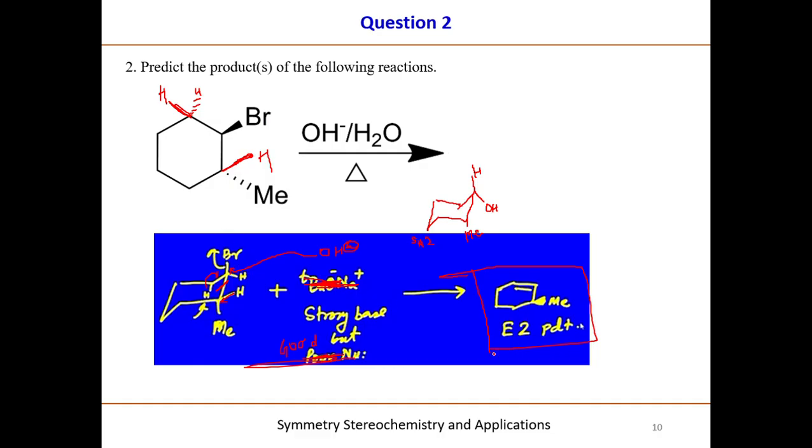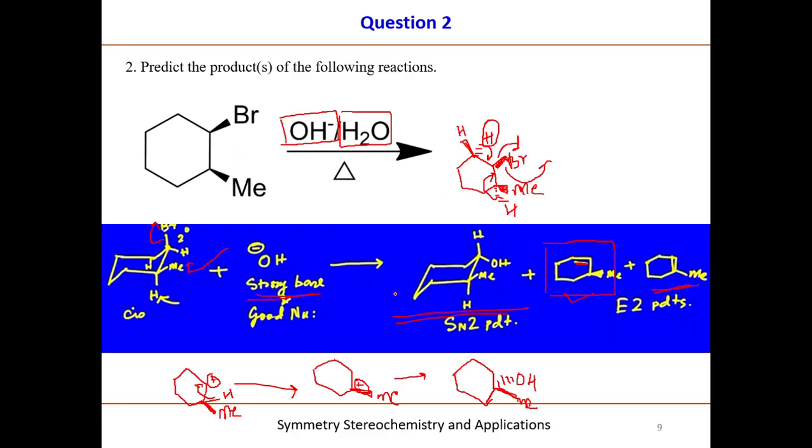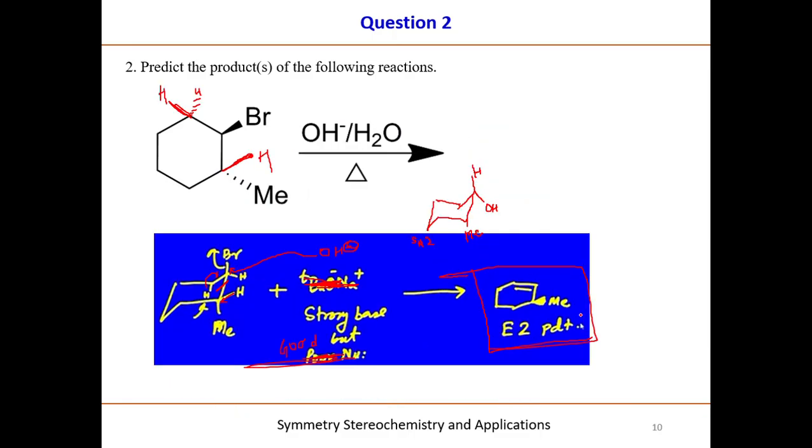So that's why we will get only one E2 product. In the previous case we got two E2 products because of the anti-periplanar proton present on the tertiary carbon also. That's why we got two E2 elimination products, but here we will get only one E2 elimination product, and the SN2 product will be the lowest priority, meaning the least feasible, because of the presence of the methyl group on the below side. So this is the reaction with OH minus.